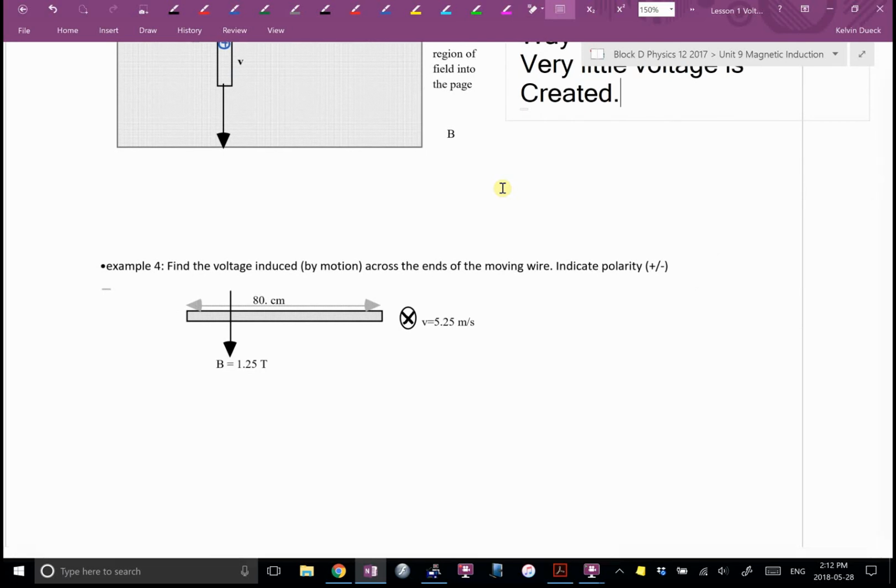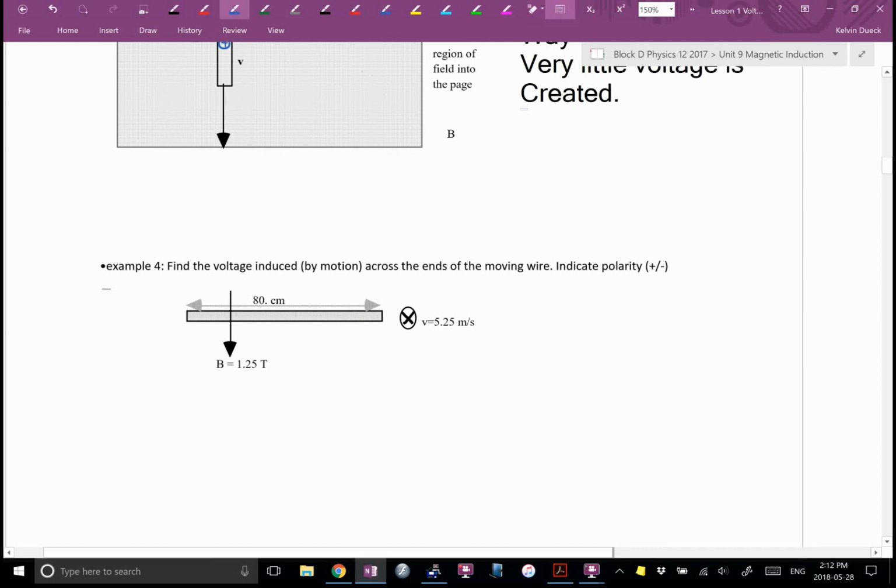Example 4 says, find the induced voltage across the ends of the moving wire and indicate the polarity, which side of the wire is positive, which side of the wire is negative. Let's do that part first. Now let's decipher this diagram. I think this is the wire.